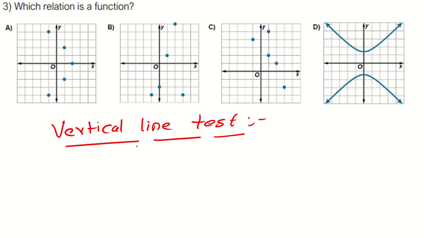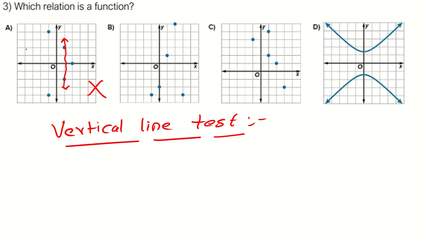See, vertical line test means if you can draw a vertical line passing through different points. I am drawing a vertical line here and it is passing through 2 points, yes or no? Yes. So this is not a function.